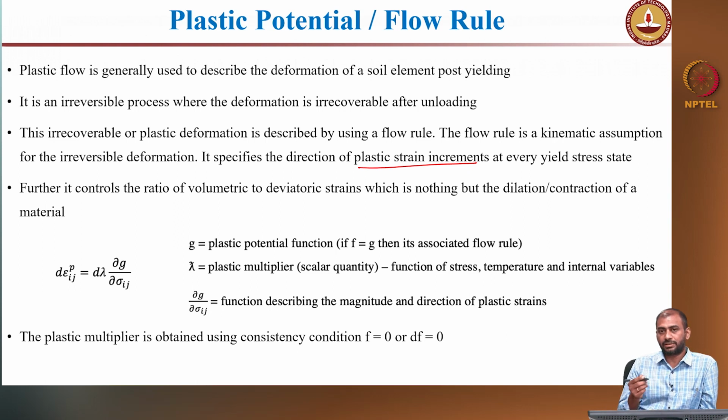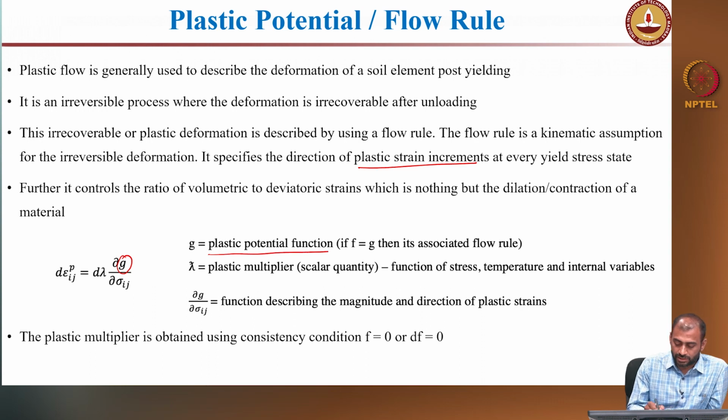The direction of the plastic strain increment is generally specified on the yield locus, and if the plastic strain increment coincides with the stress increment, then the normality condition is satisfied. We will discuss the normality condition and the associated and non-associated flow rule in the next slide, but before that, to have this flow rule, you need to know what a plastic potential function is.